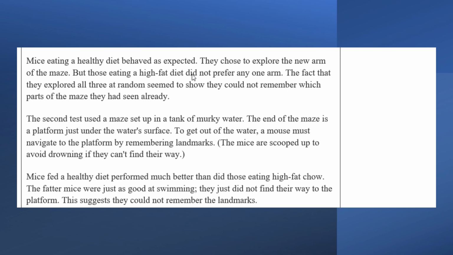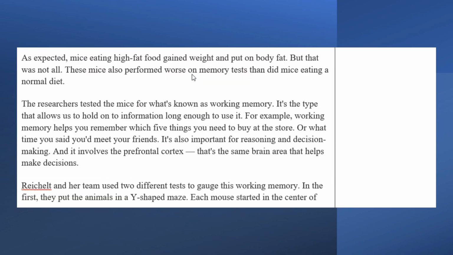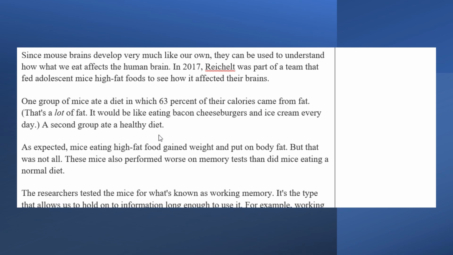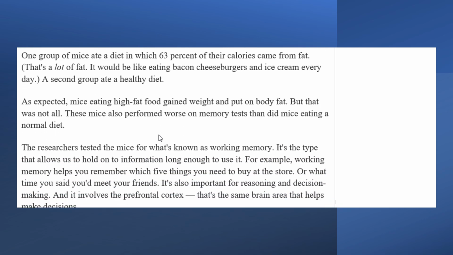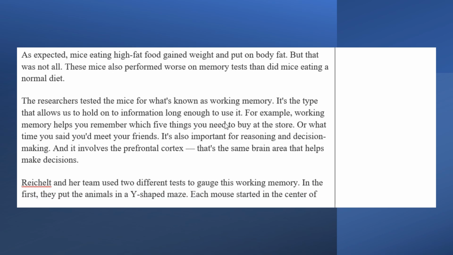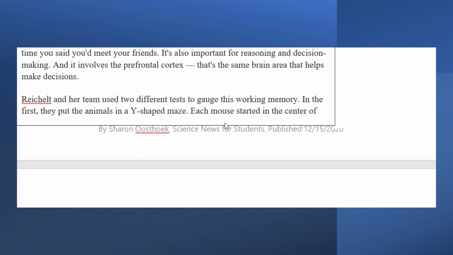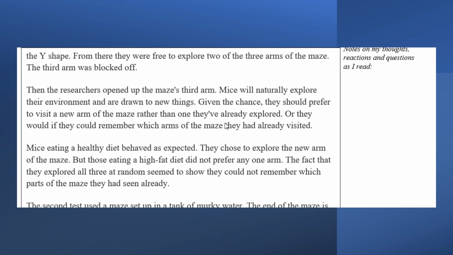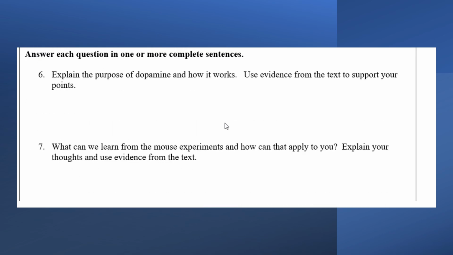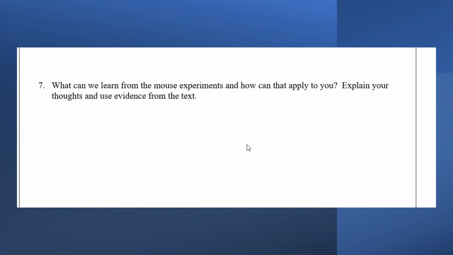Then you actually need to come up to the section of the mouse experiment, Mouse brains on fat and sugar, okay? So this whole section, look in there and find something that goes along with your answers, okay? Like mice eating high-fat foods gained weight, stuff like that. Copy and paste whatever statements in this section will match with your answers as your evidence. Put them in with that question. Okay, and then you are done.